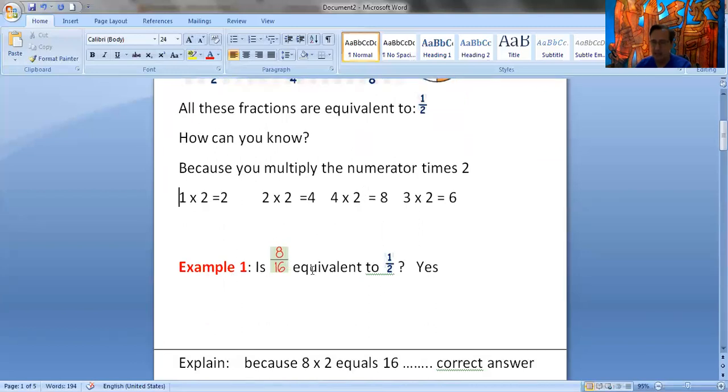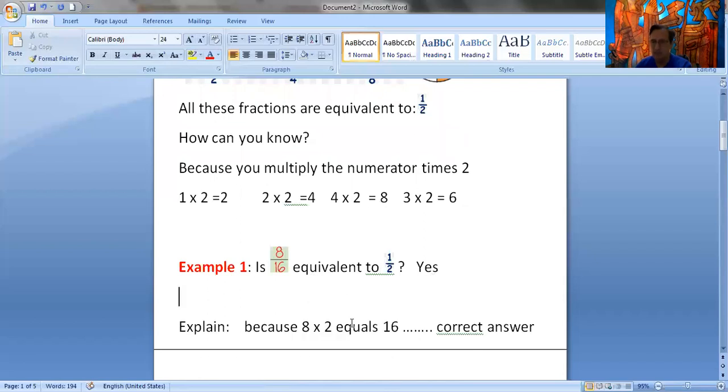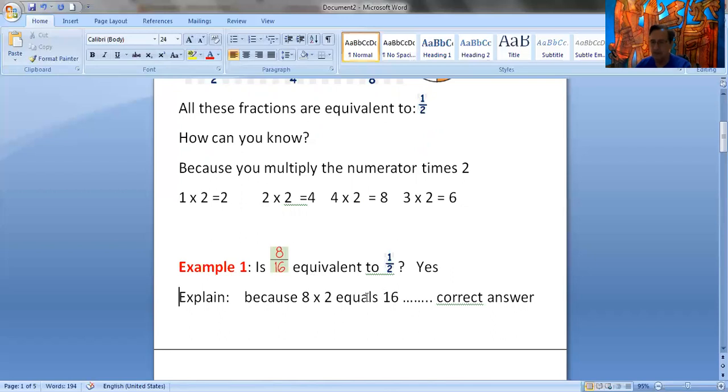Is 8/16 equivalent to 1/2? Yes. Explain. Because 8 times 2 equals 16.